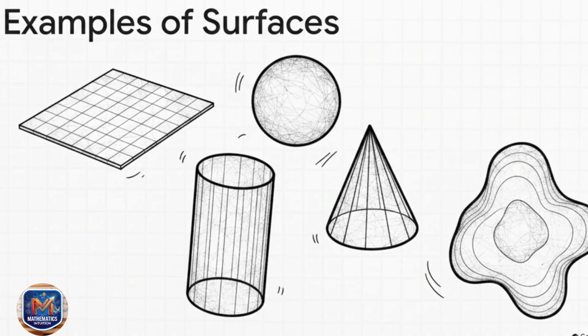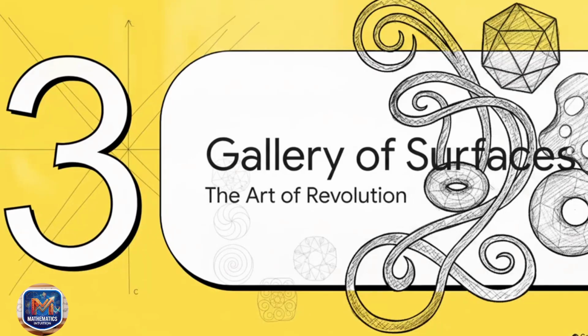These are basically the 3D equivalents of those static equations we were talking about just a minute ago, where a function of x, y, and z reaches a constant level. These are the core geometric assets populating our abstract 3D space. Next up, part 3, a gallery of surfaces, the art of revolution.